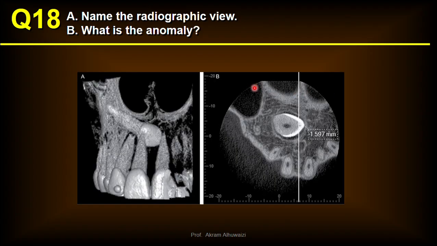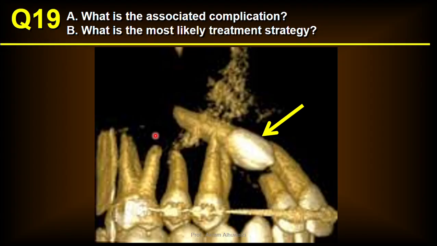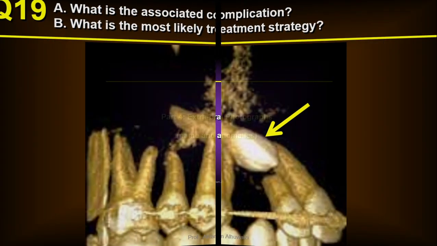What's the radiographic view? It's a CBCT, or probably a CT scan. What's the anomaly here? It's an impacted maxillary canine. What's the associated complication with the maxillary impacted canine? It's resorption of the root of the adjacent lateral incisor. What's the most likely treatment strategy? Probably extraction of the lateral incisor and allowing the canine to erupt, because of the severe resorption of the lateral incisor.